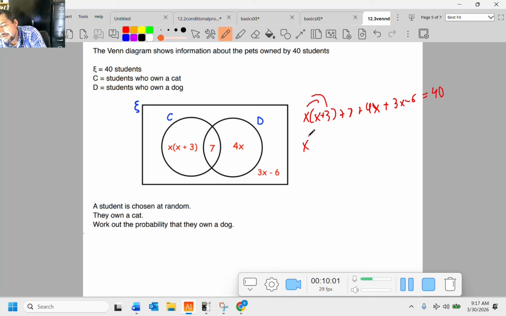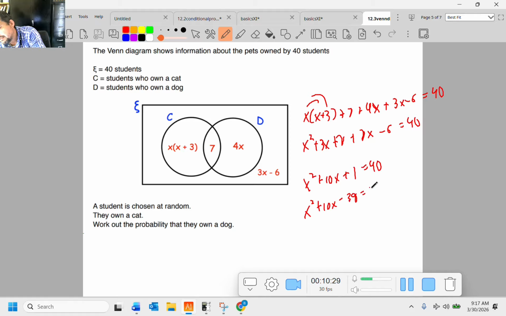Called the distributive property, x squared plus 3x plus 7 plus, what do we got here, 7x minus 6 is 40. 7x's do not cancel, sorry. We've got, looks like 10x there, plus 7 and negative 6 equals 40. We're going to subtract 40. It's going to give us x squared plus 10x minus 39 equals 0.